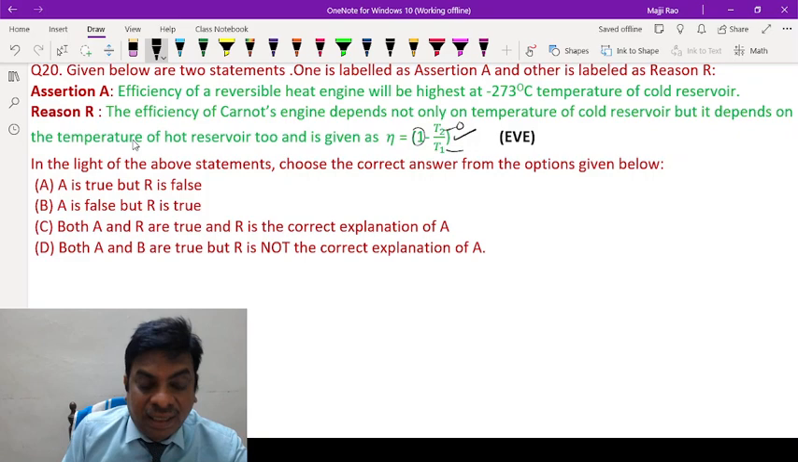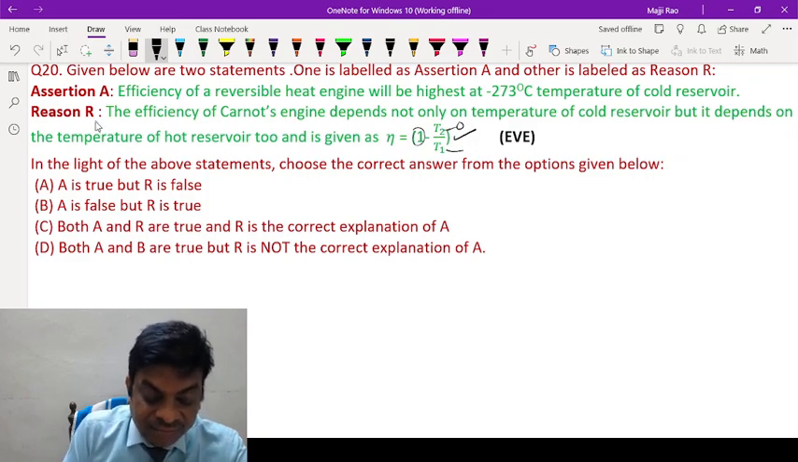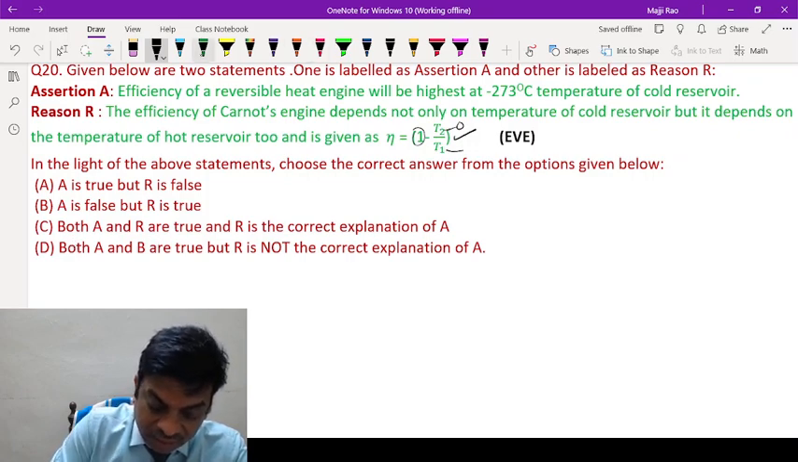So, both are correct. Assertion A is correct, reason R is correct, and reason R is the correct explanation for A. So, both A and R are true, and capital R is the correct explanation. So, C option is the correct option. Okay.